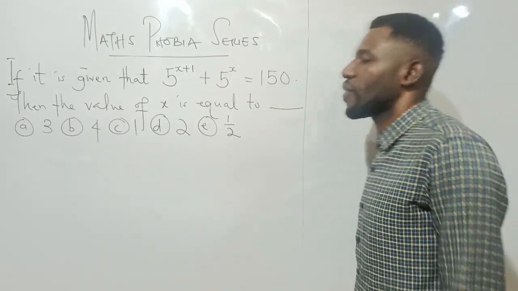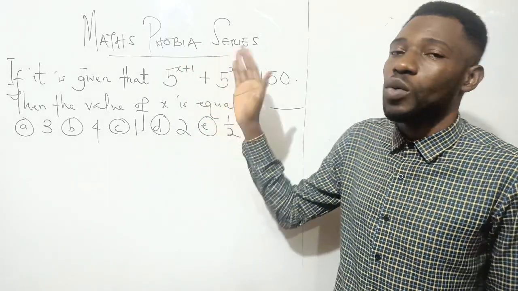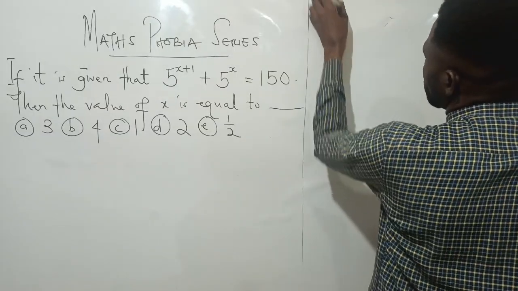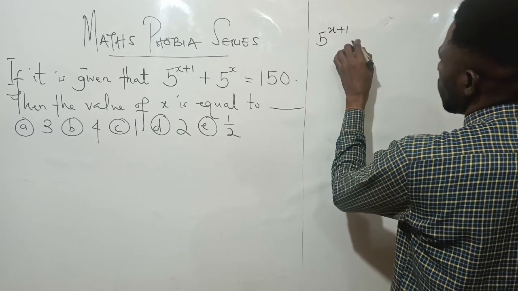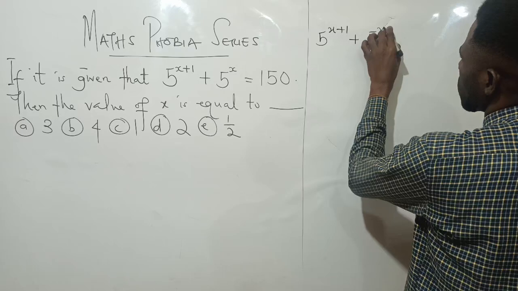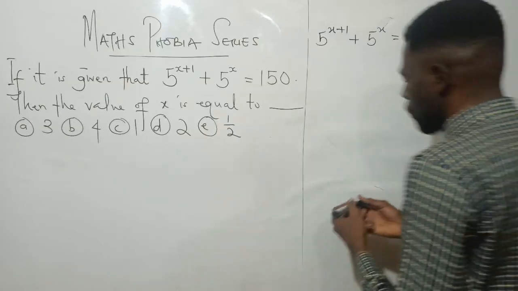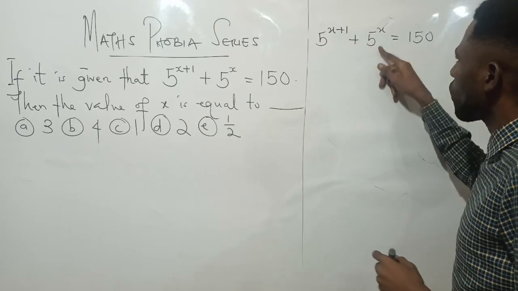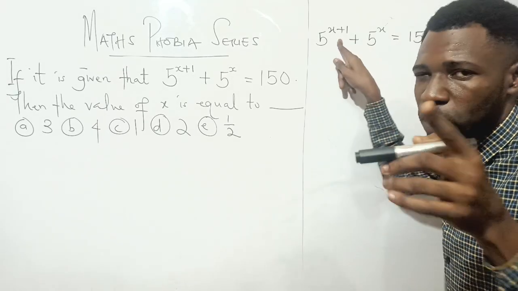The first thing in solving any mathematical problem is to try and understand what the question is talking about. We have 5^(x+1) plus 5^x gives us 150. What do we do? First thing, we can't touch 5^x. There's nothing we can do to 5^x. But there's something we can do to 5^(x+1).